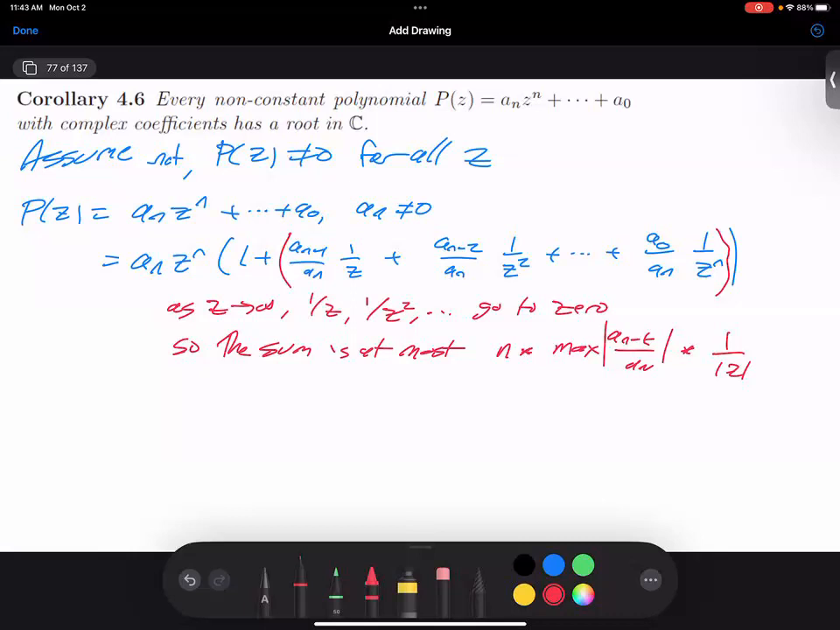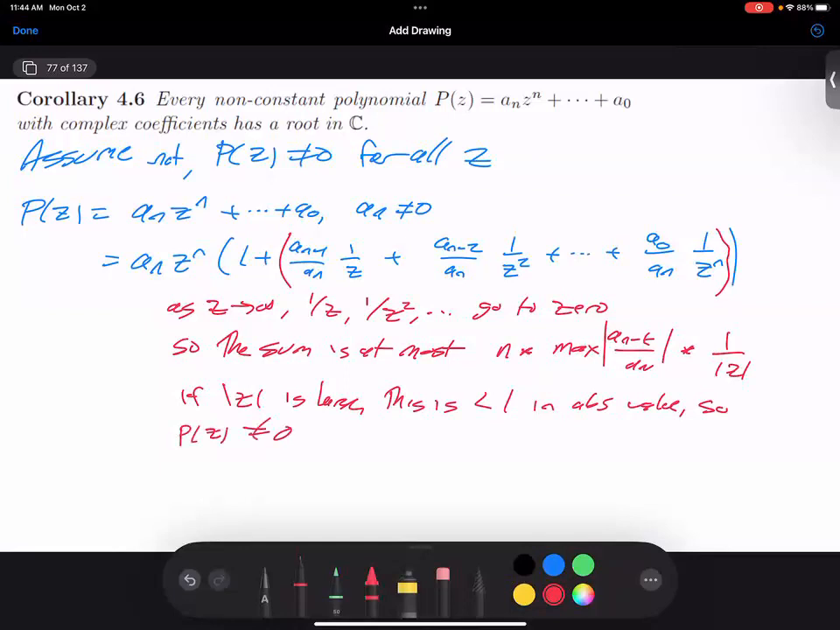So eventually, this will be less than 1 in absolute value, right? If the absolute value of z is large, this is less than 1 in absolute value. So P of z is not 0, right? And in fact, the absolute value of P of z would be greater than or equal to 1/2 a_n z^n in absolute value.